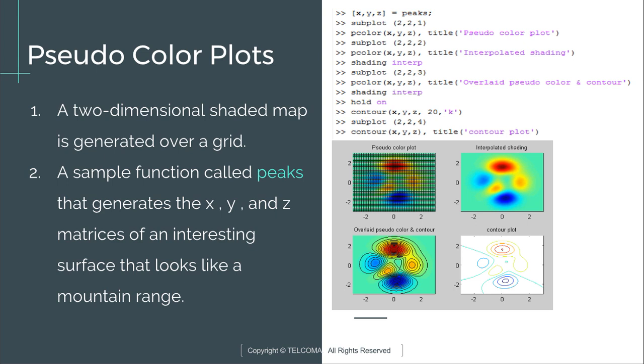Subplot 2 cross 2, 2, 1, where in the first figure I have displayed pcolor(x, y, z). This is a pseudo color plot. The second figure gives the interpolated shading. The third figure shows the overlaid pseudo color and contour plot, and the fourth figure shows the contour plot. So this is all. Thanks.